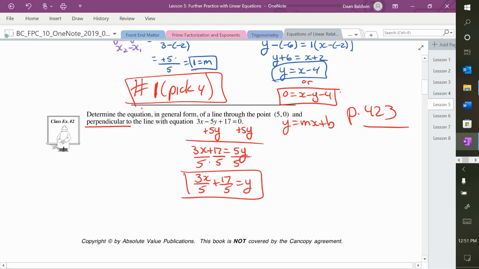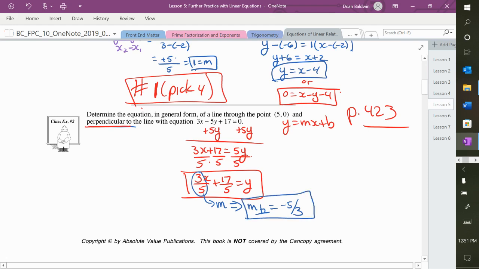Okay. There is the equation rewritten in mx plus b form. What is the slope of this line? 3 over 5. This is your slope, m. Now, I want a perpendicular slope. So what is a perpendicular slope to 3 over 5? Negative 5 over 3. Okay.